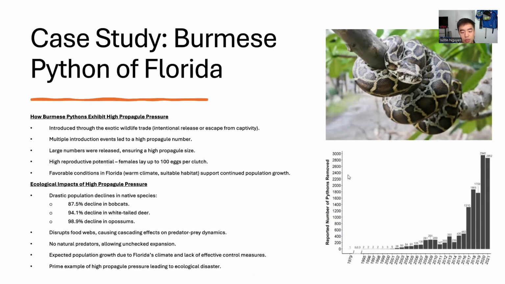Burmese pythons are highly reproductive. Females can lay up to 100 eggs per mate, which means they can produce a large number of offspring. And because of Florida's warm climate and suitable habitat, their population grew rapidly. And you can see the consequences have been severe, with an 87.5% decline in bobcats, 94.1% decline in white-tailed deer, and 98.9% decline in opossums. The Burmese python is a textbook example of how high propagule pressure can lead to drastic ecological changes, disrupting predator and prey dynamics and causing cascading effects through the ecosystem.